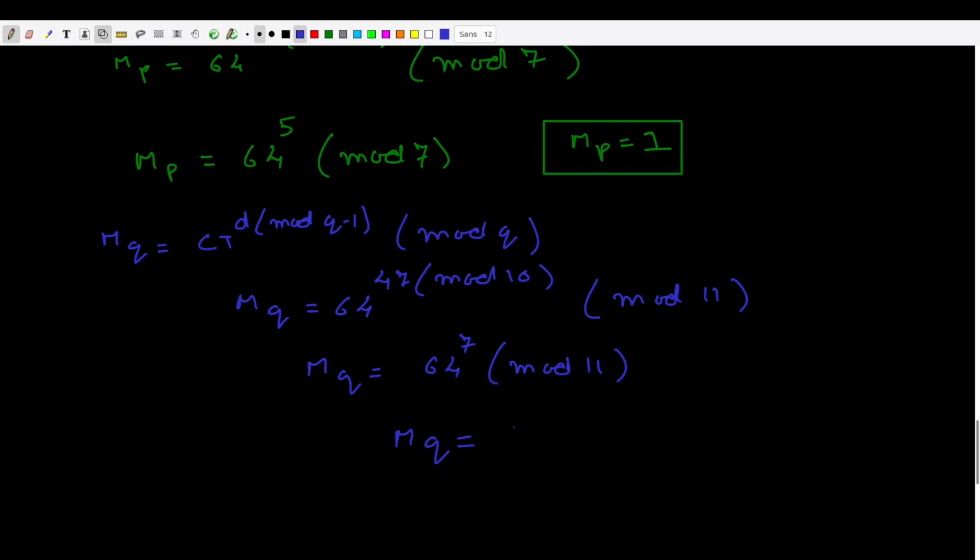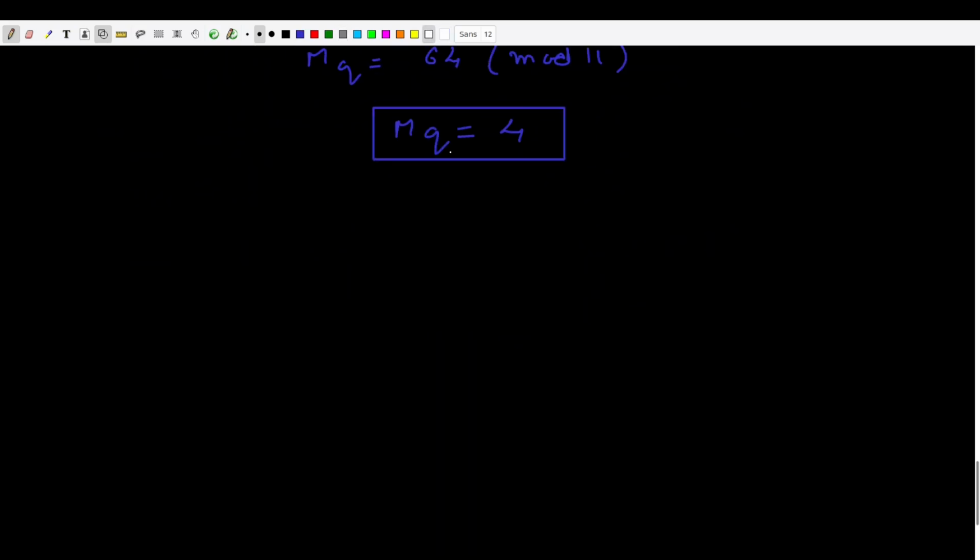Okay, and if you solve this, you'll get MQ as 4. So if you solve this, which is 64 to the power 7 modulo 11, you'll get MQ as 4. Now let us plug this value into our original equation.